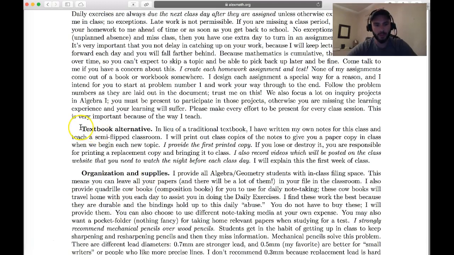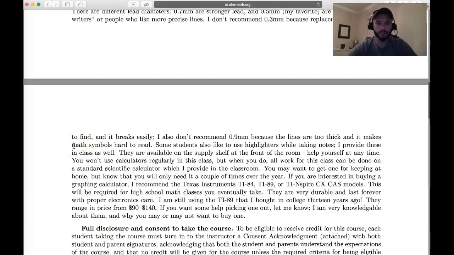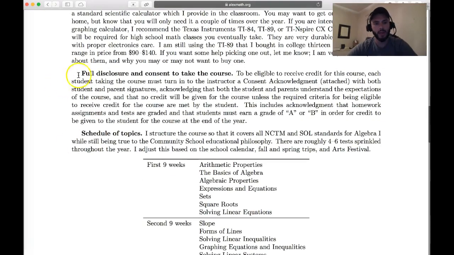So there's no textbook, nothing to lug around. Sometimes in classes I will provide my own notes printed out, and I provide one copy. I do not provide reprint copies. That is your responsibility if you lose it or destroy it. So you can go read through the organization and everything here. And then this, full disclosure and consent to take the course. This is the most important part I want to talk about right now.